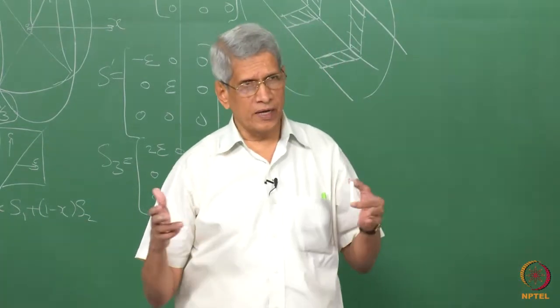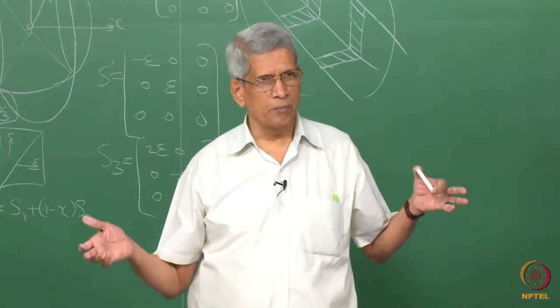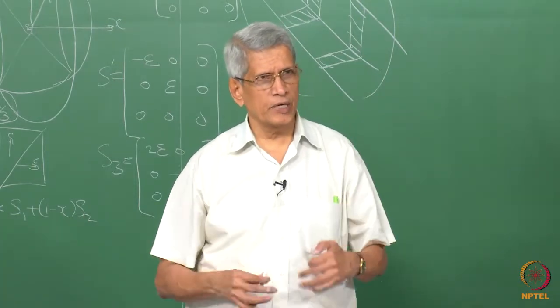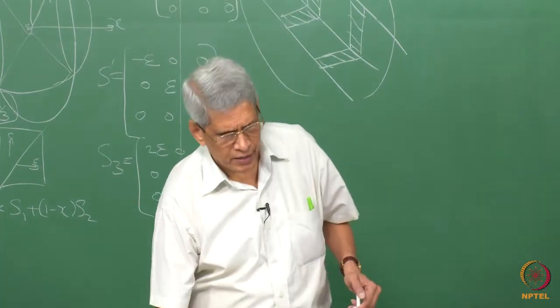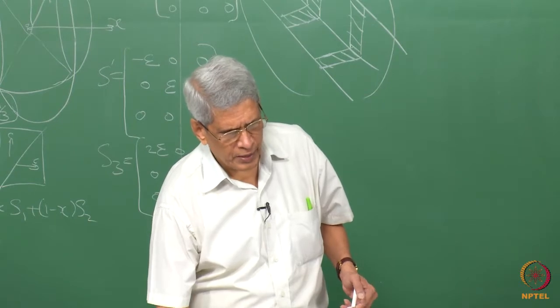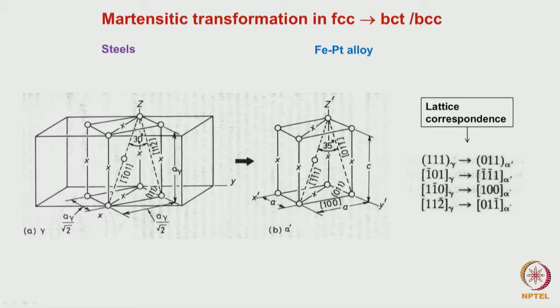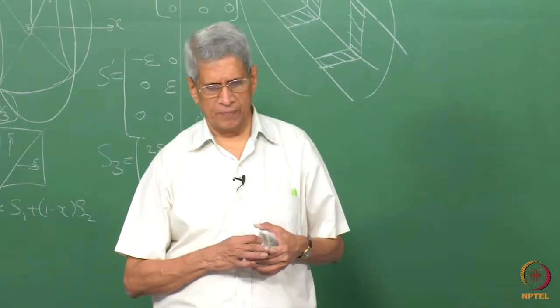because now it is anyway not close to a BCC structure. How can we bring it close to a BCC structure? If we give a deformation in this direction to reduce the dimension, and give a corresponding increase in these 2 directions, we can bring it to a BCC structure.